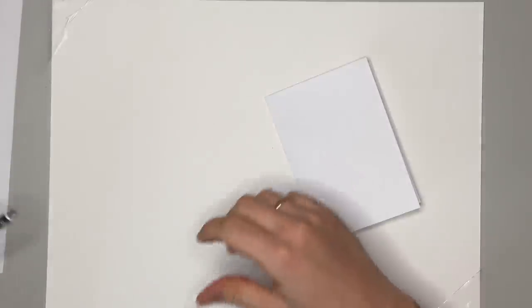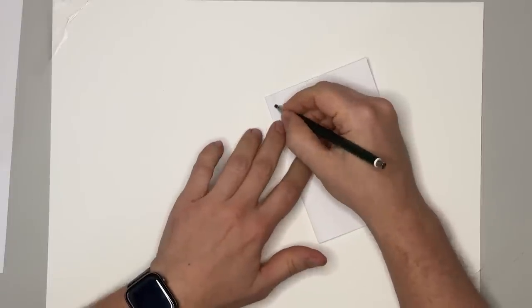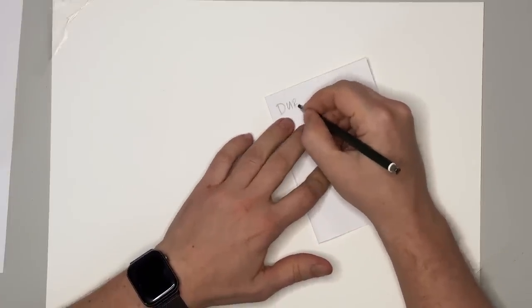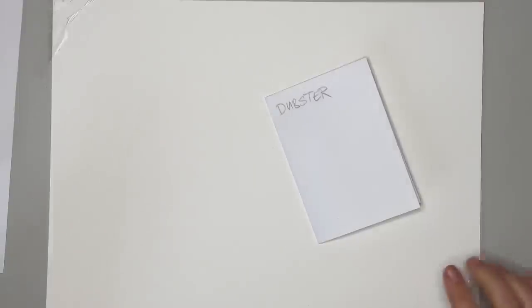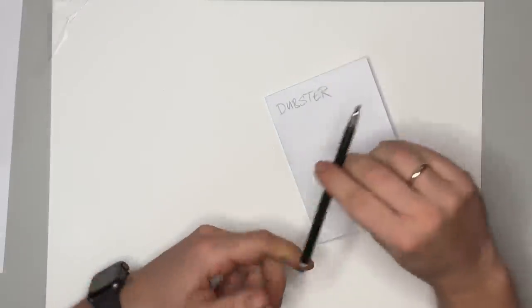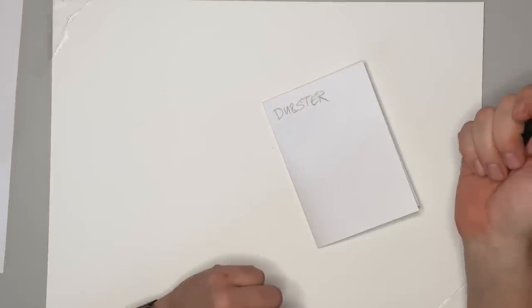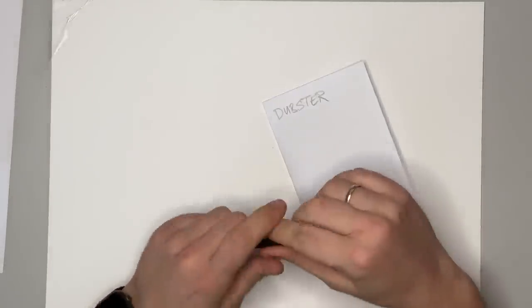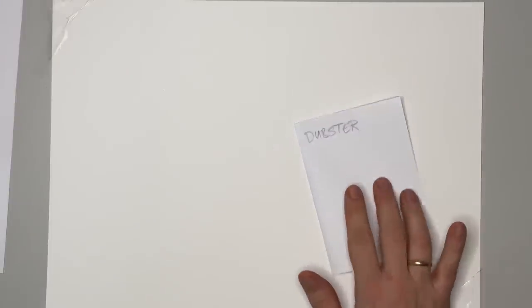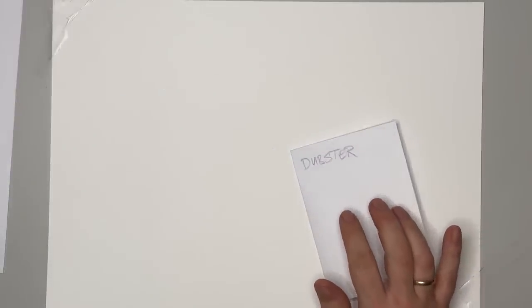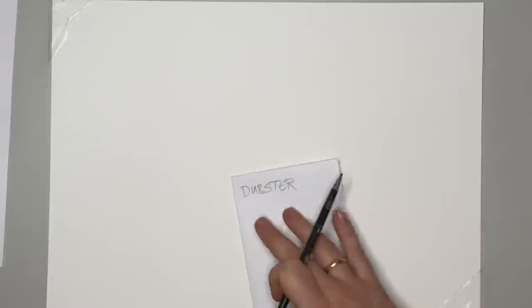I just got a new order, and I will paint the name Dubster. A name that has only great letters except U. All other letters are incredibly good. So this will be a joy. Dubster.